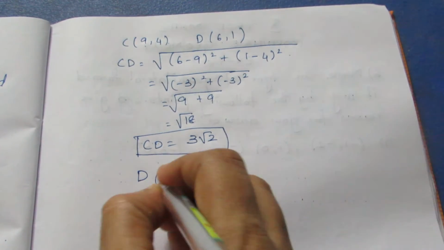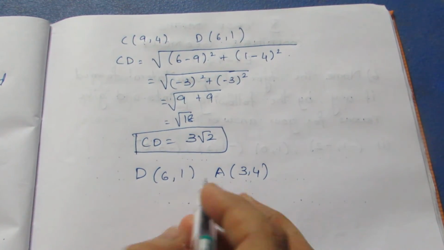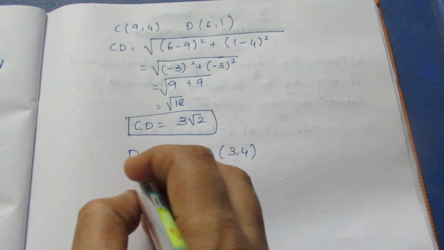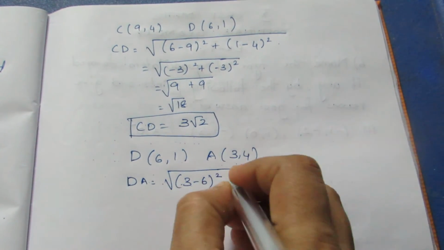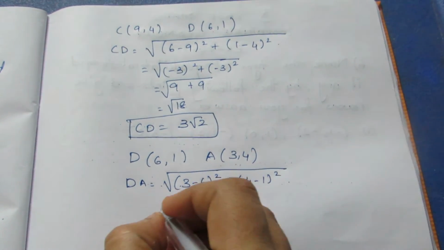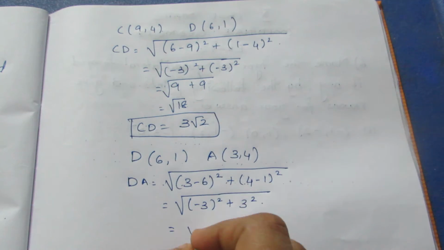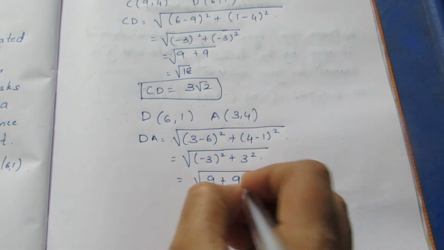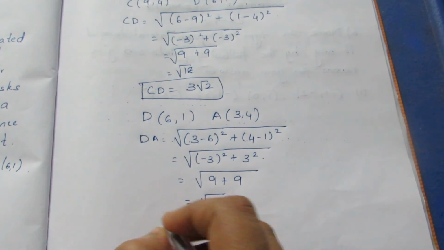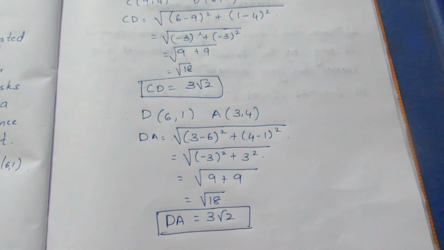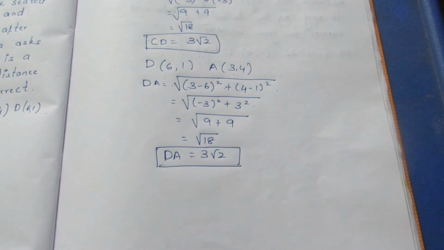Same way for DA, D is 6 comma 1, for A 3 comma 4. You can write A first or D first, any way you write, the answer will be the same, so no worries. Here root of 3 minus 6 the whole square plus 4 minus 1 the whole square. If we subtract, we get minus 3 the whole square plus 3 square. This becomes root of 9 plus 9, root 18, which is nothing but 3 root 2. So we have found DA.